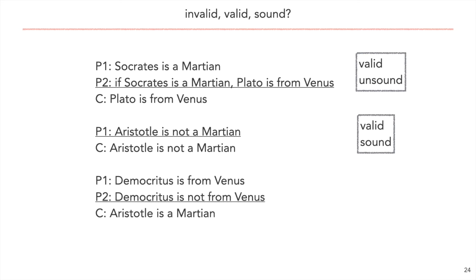Here's another one. Premise 1, Democritus is from Venus. Premise 2, Democritus is not from Venus. Conclusion, Aristotle is a Martian. Democritus was an ancient Greek philosopher who was one of the first to propose an atomic theory of matter.